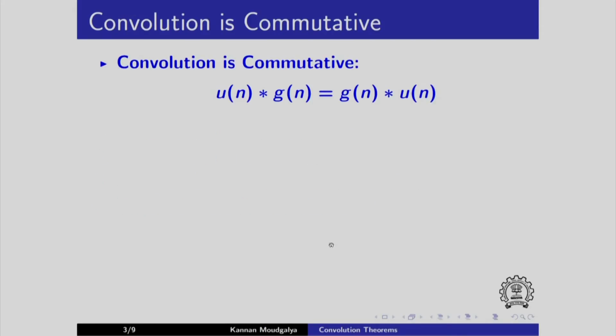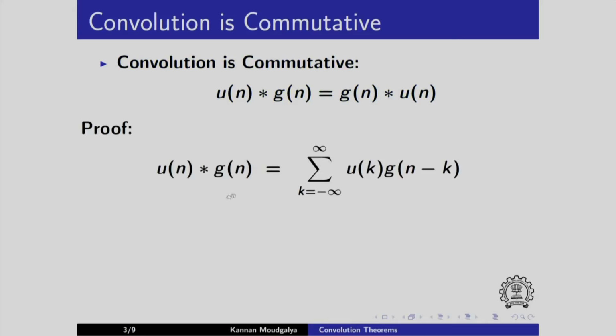Let us first take the property of commutativity. U convolved with G of n equals G convolved with U of n. That is, the order of convolution does not matter. What does this asterisk mean? Okay, here we are. This is the meaning of this asterisk.